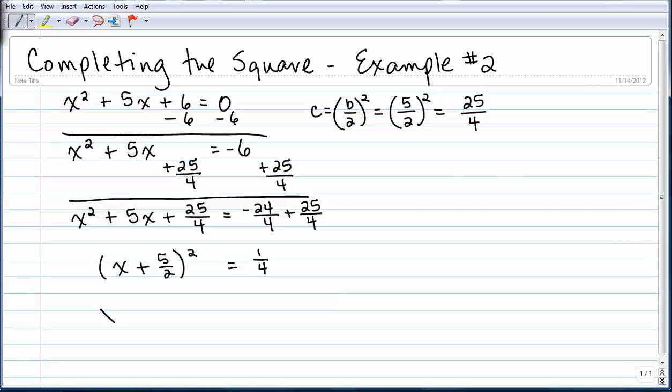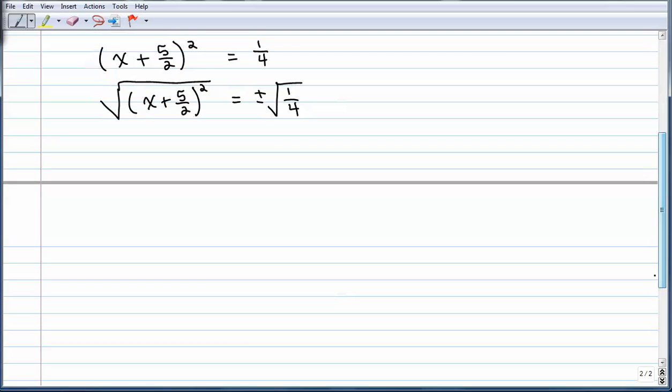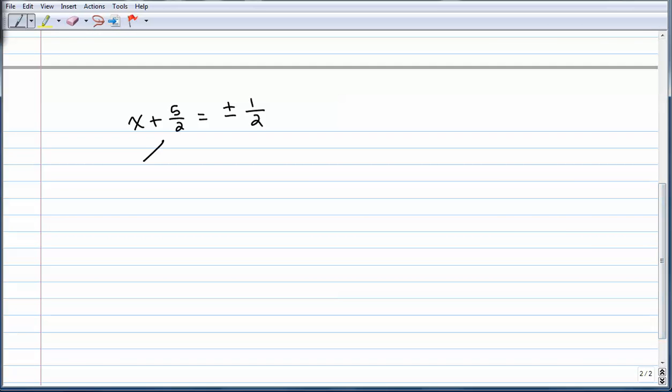Next, I'll want to take the square root of each side, and on the right-hand side, I want the positive or negative square root of 1/4. That leaves me with x plus 5/2 equals plus or minus 1/2. The square root of 1 over 4 is the same as the square root of 1 over the square root of 4, or 1/2. This gives me two equations.